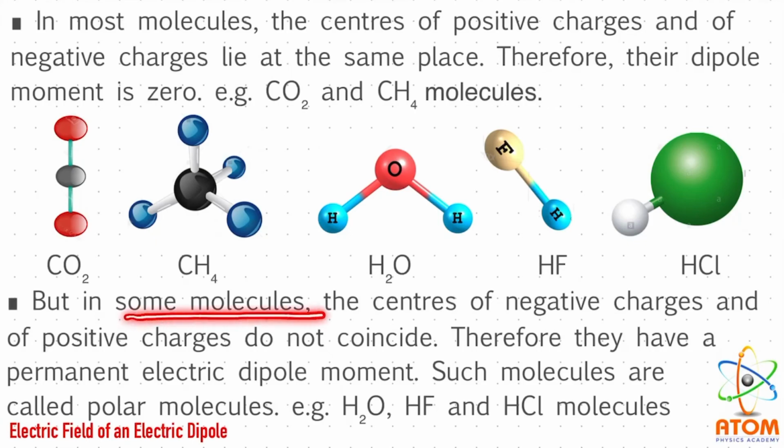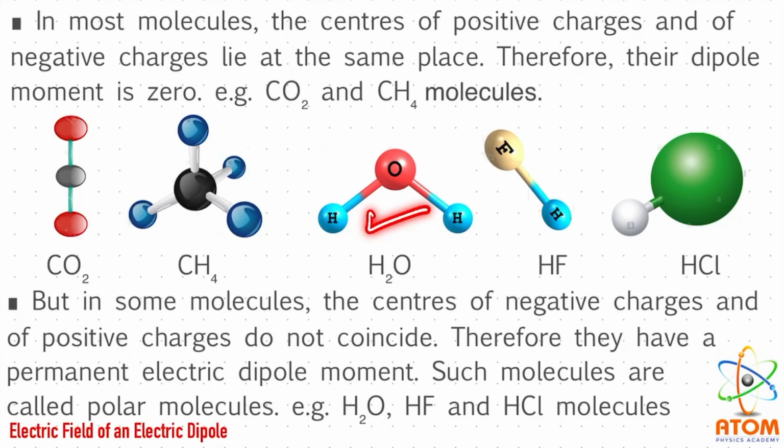But some molecules are such that the center of negative charges and the positive charges do not coincide with each other. Therefore, they have a permanent electric dipole moment, and such molecules are called polar molecules. The examples are H2O, HF and HCl.